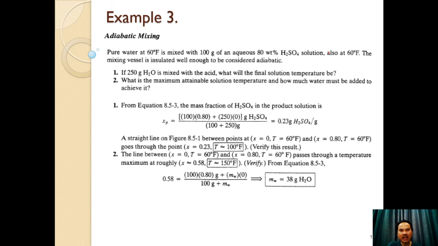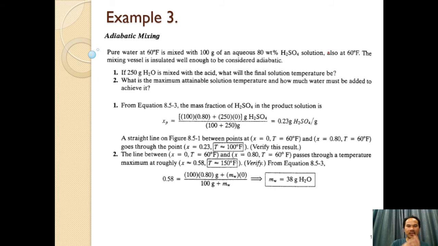We have pure water at 60 Fahrenheit mixed with 100 grams of an aqueous solution, 80% weight acid solution, also at 60 Fahrenheit. The mixing is insulated well enough. Insulated means there is no Q transfer from the system to the surroundings. Okay. Question: if we have 250 gram water mixed with acid, what will the final temperature be? Second one, what is the maximum attainable solution temperature and how much water must be added to achieve it?